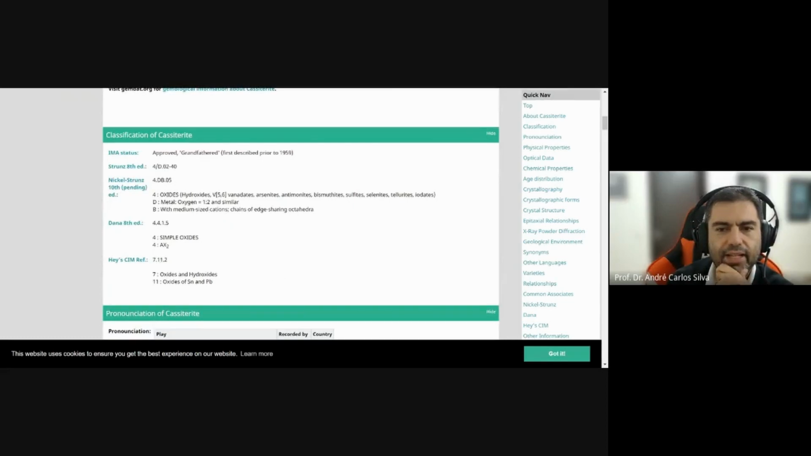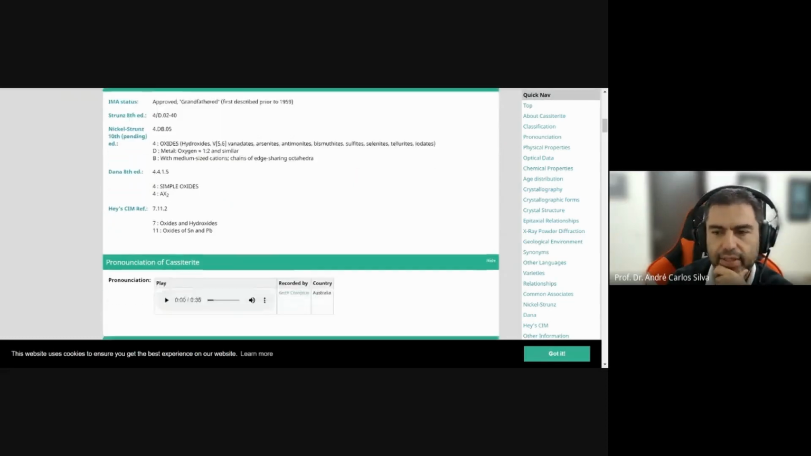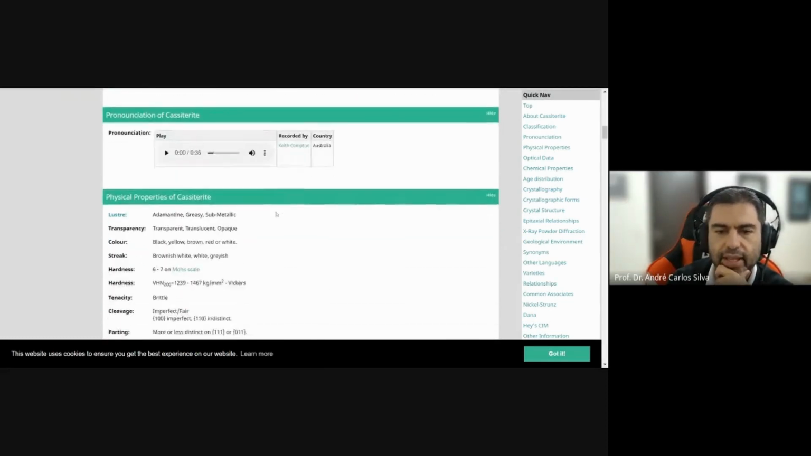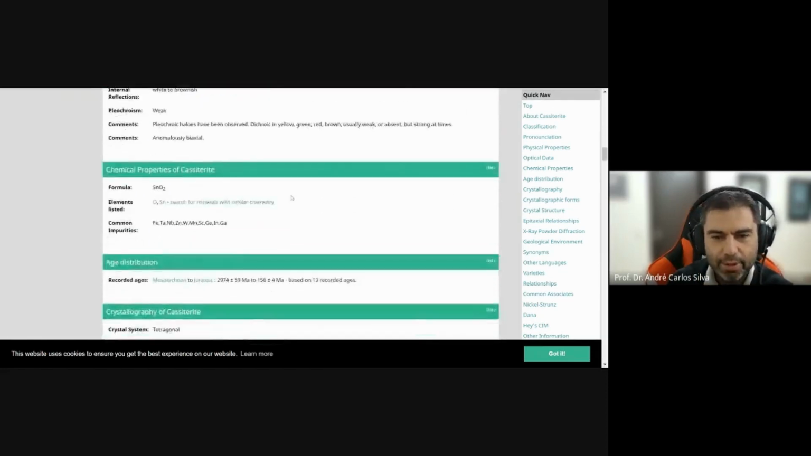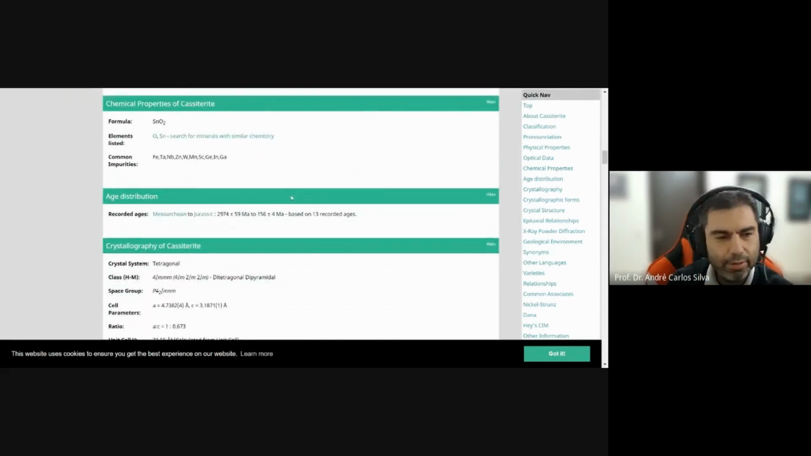And then I have the Hey's classification on the geology. Then I have how to pronounce the name. It's quite important how to pronounce the mineral name. Okay, that's great. It's Australian pronunciation, but what is the chemical composition? And then I have physical properties, then optical properties. Then I have the chemical formula, okay?